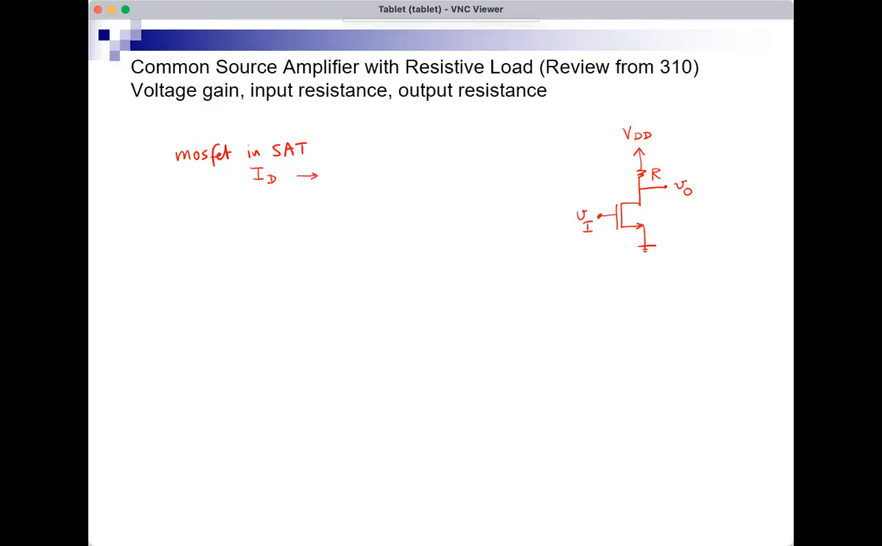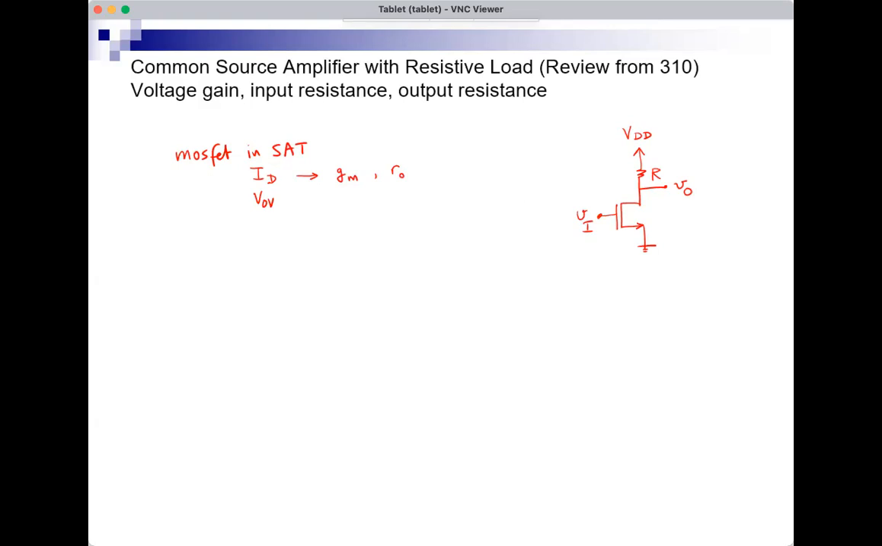This will give me a GM, right? ID over half VOV, of course, ID and VOV, which is VGS minus VT, so GM and RO. So this is the DC analysis. We get GM and RO, and then we can do the small signal analysis. And in the signal analysis, we find the quantities of interest.